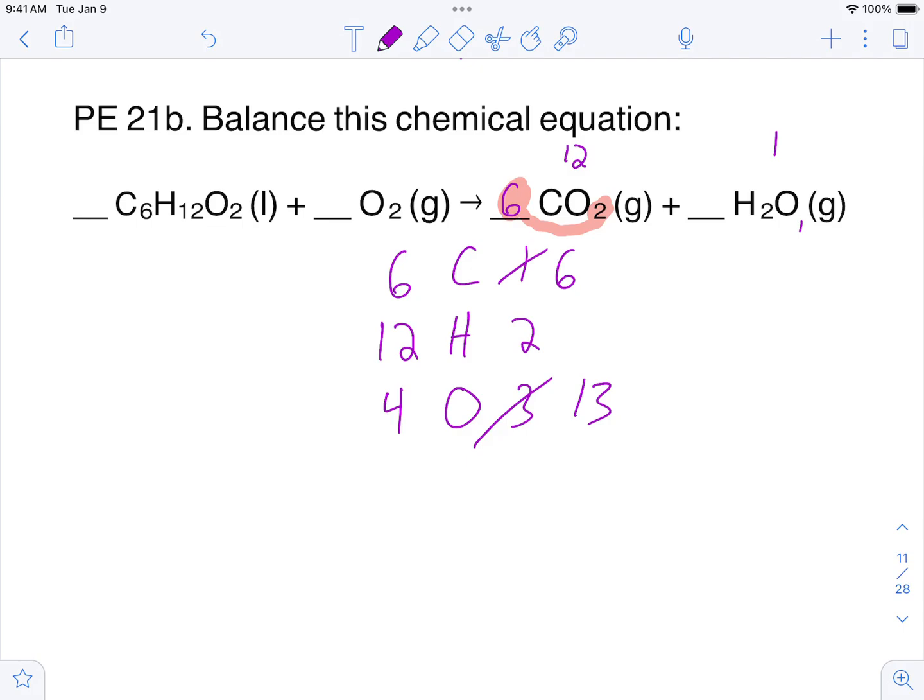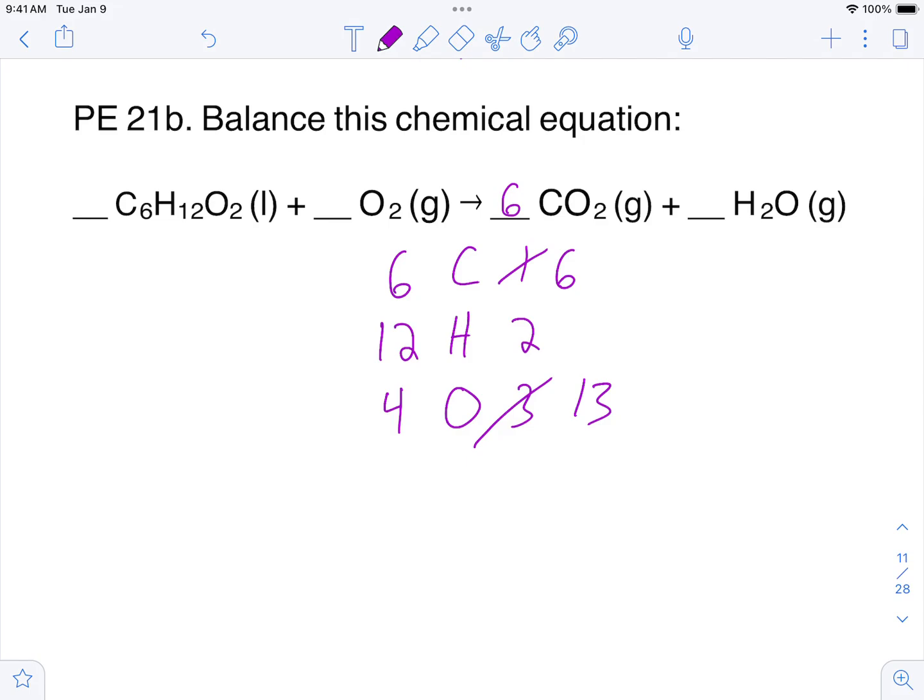Now my C's are good. Now I'm going to look at H's or O's. Which one do you do first? It really depends on which one looks easier. If I'm looking at this, my H's only appear at one spot on the left and the right, and my O's appear at literally every spot, 4 different spots. So H's look easier to me.